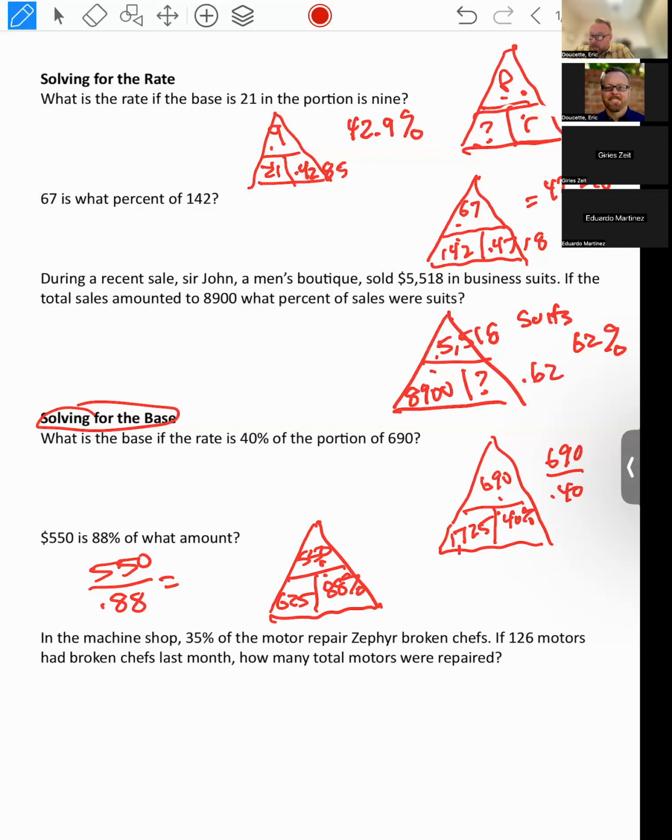And then lastly, in the machine shop, 35% of the motors repaired have broken shafts. If 126 motors had broken shafts last month, how many total motors were repaired? So again, I know the portion, I don't know the total, that's what I'm looking for. I know the portion is 126, and I know the rate, 35%. So I would just divide those two.